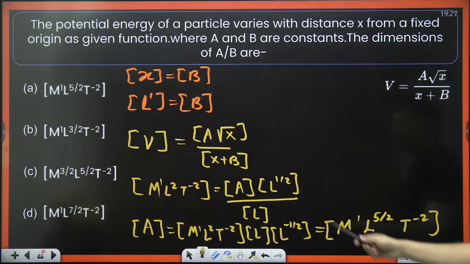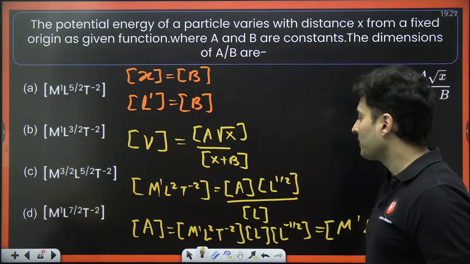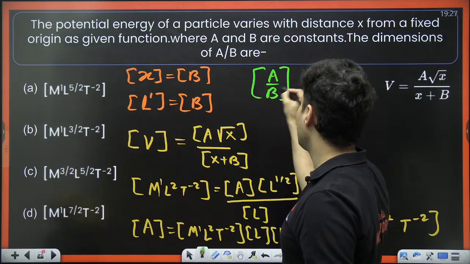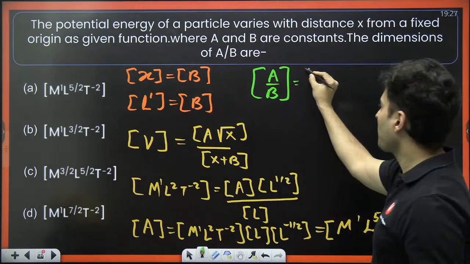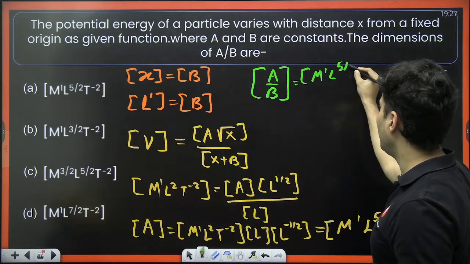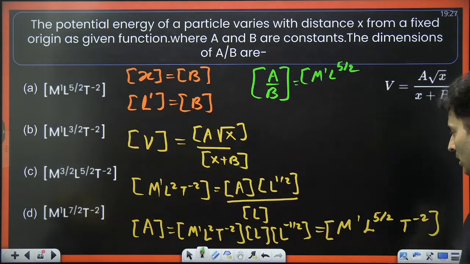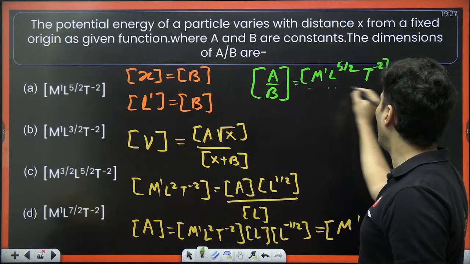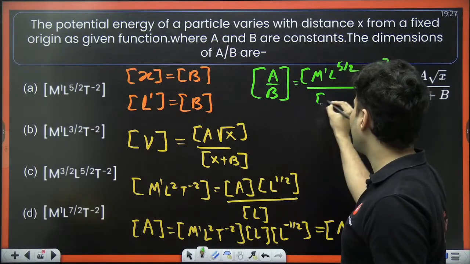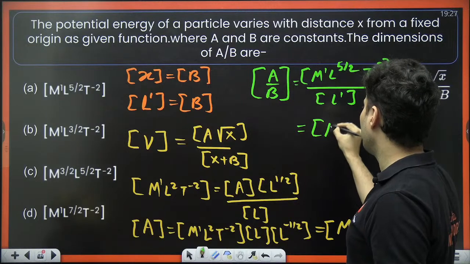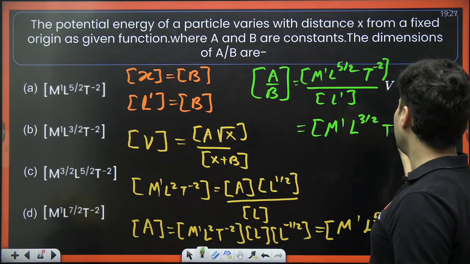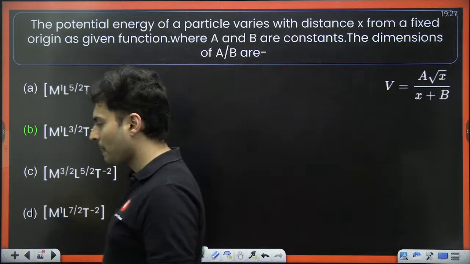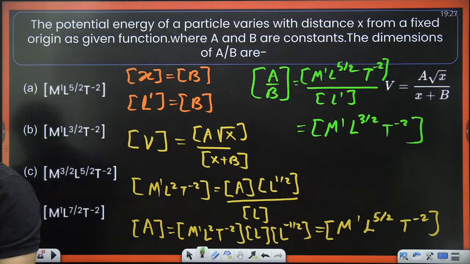That's all I get. So now divide A with B. A by B dimensions will be: the dimension of A is M raised to 1, L raised to 5 by 2, and T raised to minus 2, whole thing divided by B's dimension, which is L raised to 1. So it will become M raised to 1, L raised to 3 by 2, T raised to minus 2. L raised to 3 by 2 is there right over here, option B for biology. Very good. Congratulations if you guys got it.